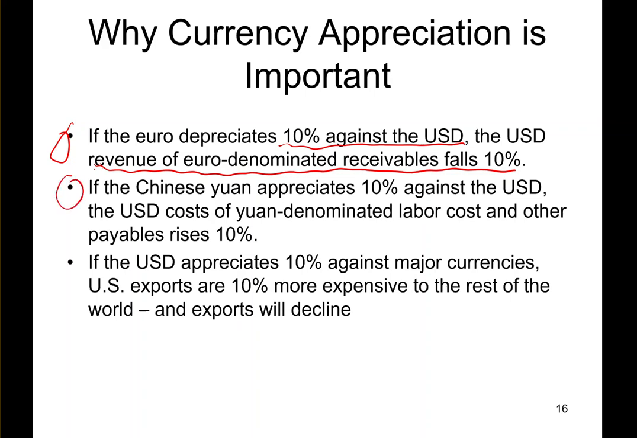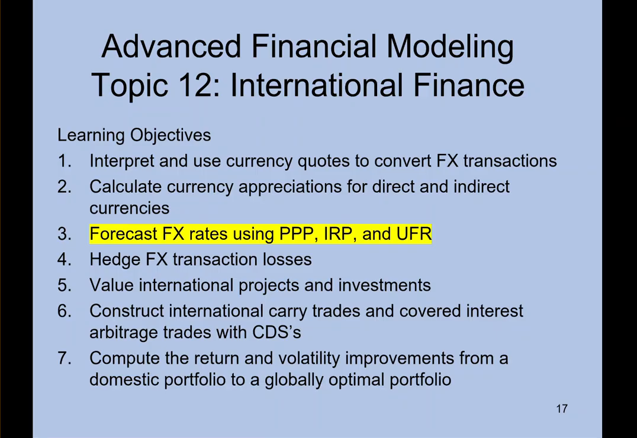And what if the Chinese yuan appreciates 10% against the dollar? Well, that means if you're a US company and you outsource production to China and you pay the bills in yuan, your cost just went up 10%. And lastly, what if the dollar appreciates 10% against all the major currencies? Well, that means US exports are 10% more expensive to the rest of the world, and exports will decline. Could be a situation where we enter a recession. So, next section, we'll talk about forecasting exchange rates.